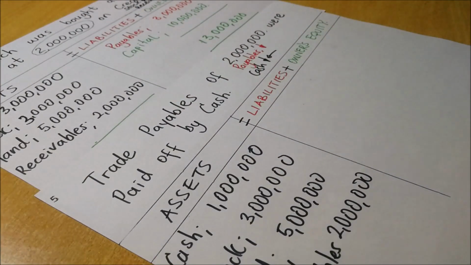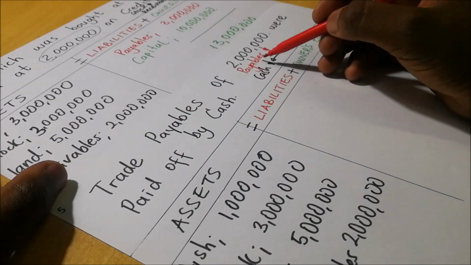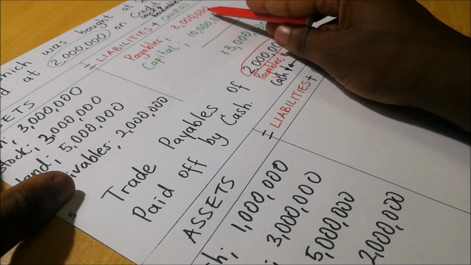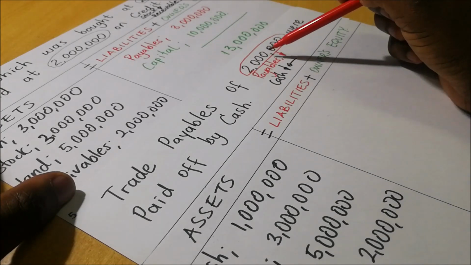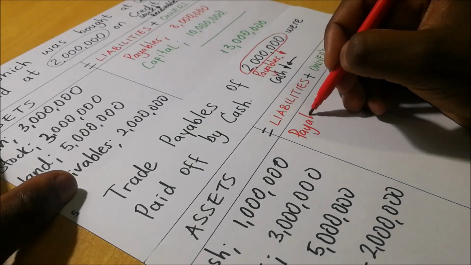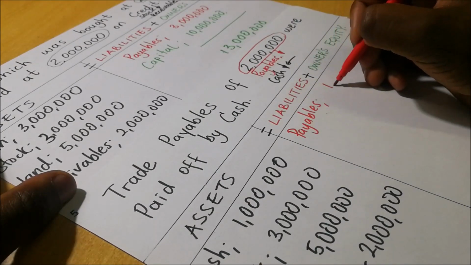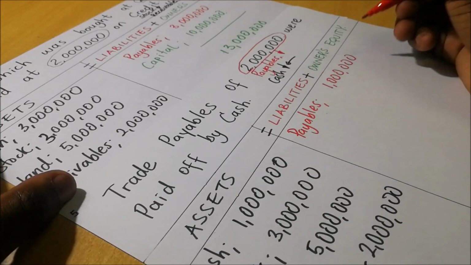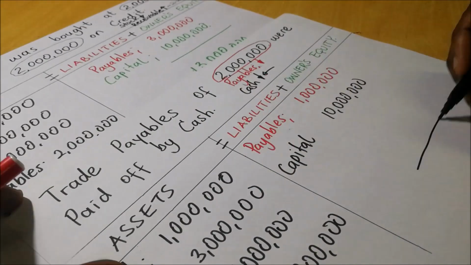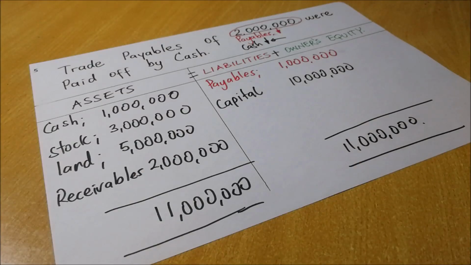So now when it comes to the liabilities, previously our payables or the debt, the money we owed, was 3 million, but now 2 million of that money has been paid. So it means that it's no longer 3 million. It's 3 million minus this 2 million that was paid. So our payables reduced by 2 million. And so here our payables are now 1 million. And we still have our capital as 10. The total assets are still the same as the total liabilities and owner's equity.